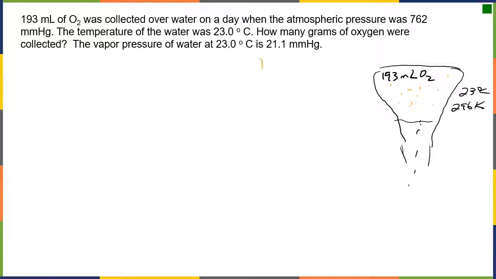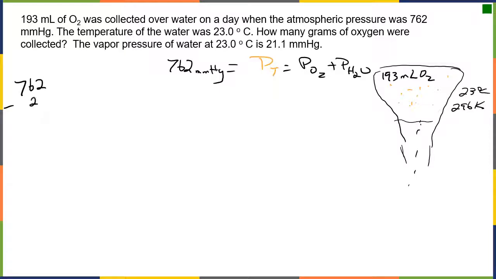Okay, and the pressure total, which by the way is also going to be the barometric pressure, because if it goes above barometric, it explodes. That's always a bad idea. Our pressure total is 762 millimeters of mercury, and that's going to equal the pressure of oxygen plus the vapor pressure of water. So if we take 762 and we subtract 21.1, we're going to get 741 millimeters of mercury for our pressure of oxygen. So we keep going here, how many grams of oxygen were collected?